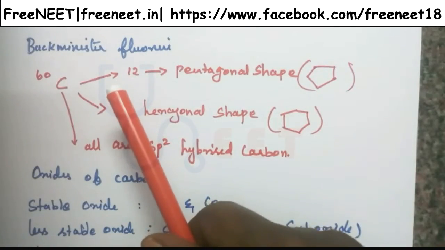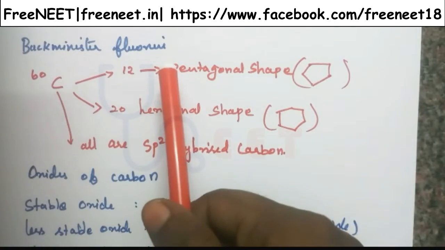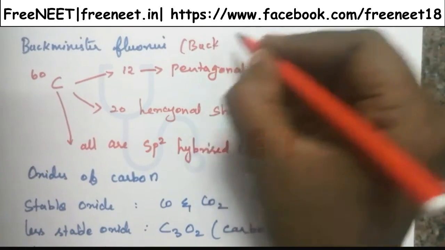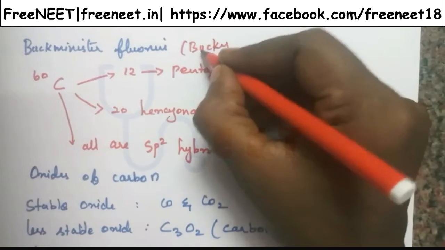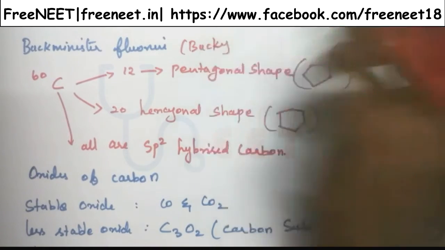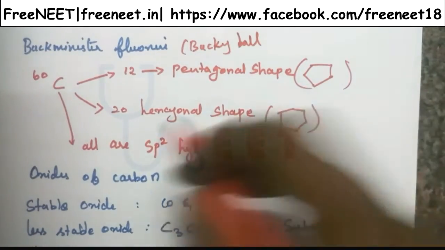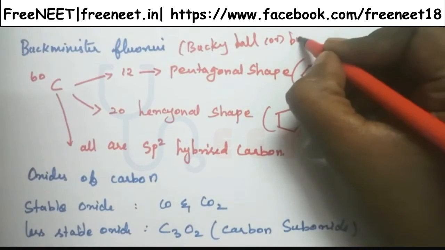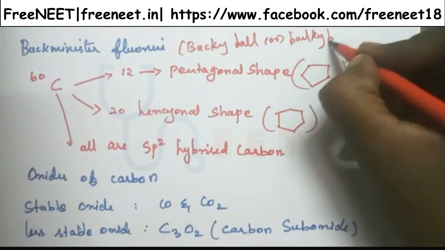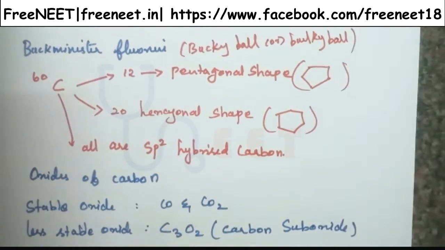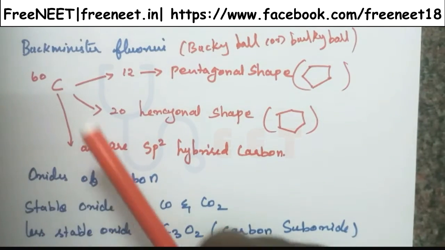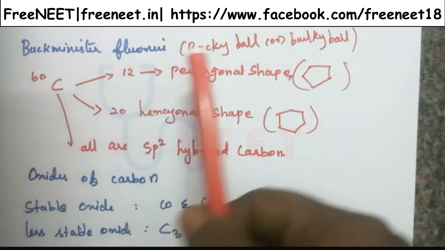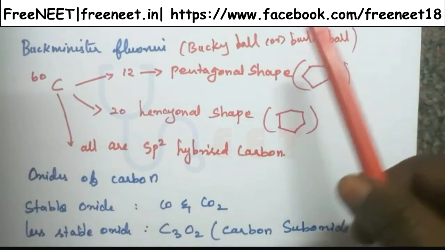Another allotrope of carbon is Buckminsterfullerene. It's also called buckyball or bulky ball.